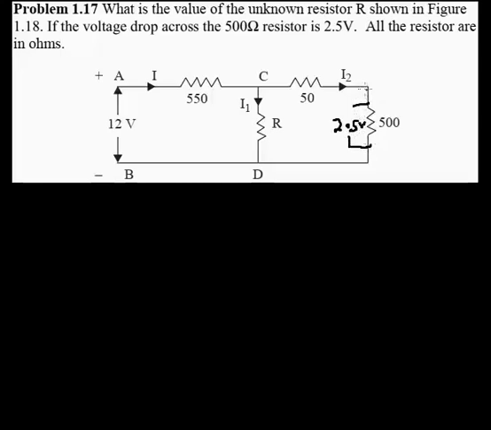All resistors, of course, are in ohms. So how will I be able to get this resistance? I have the supply voltage as 12 volts. All the resistances are given, but there is just one that is missing.